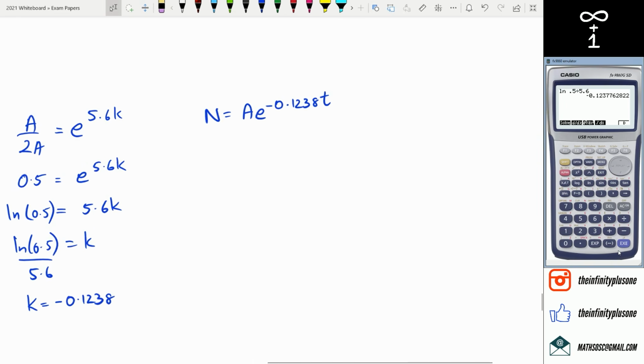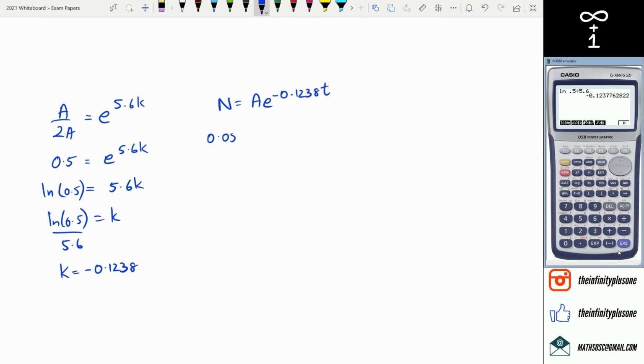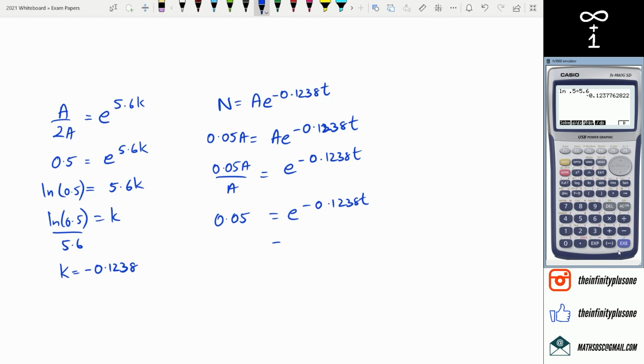So I'm going to go back here, and I'm going to replace n with 0.05A equals Ae^(negative 0.1238t), and I'm going to get rid of that A now, because I'm dividing by A. The two A's cancel out, and I've got 0.05 equals e^(negative 0.1238t), and I've got ln of 0.05 equals negative 0.1238t, and t is equal to ln of 0.05 divided by negative 0.1238.